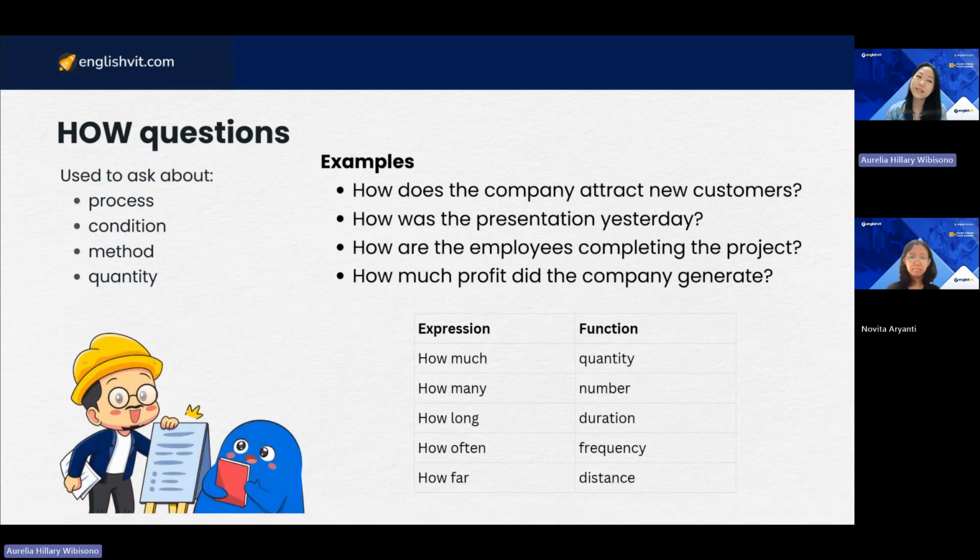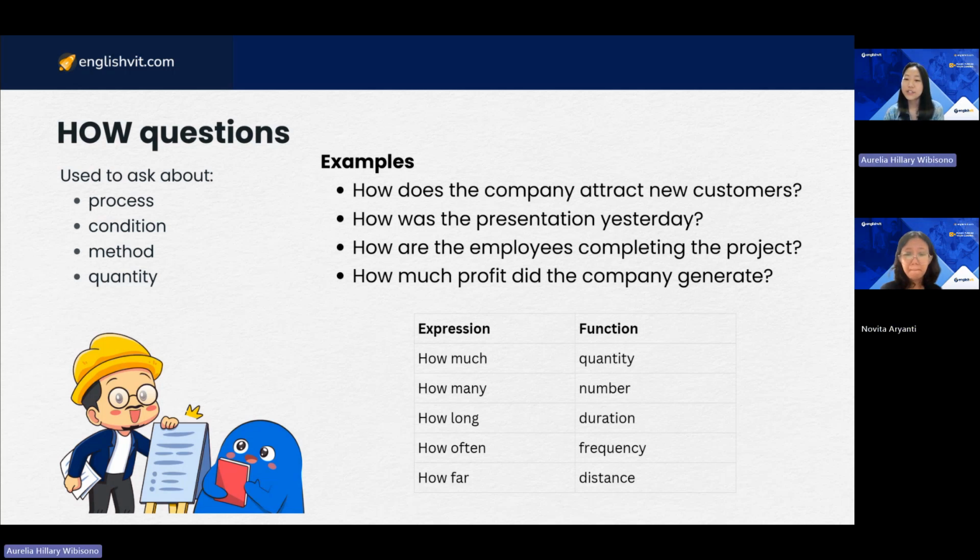Okay, now the last one is how. How questions are used to ask about process, condition, method, quantity. How is really versatile because you can ask how much, how many, how long, how often, how far. Let's try with the example. How does the company attract new customers? The company attracts new customers through promotions and vouchers.